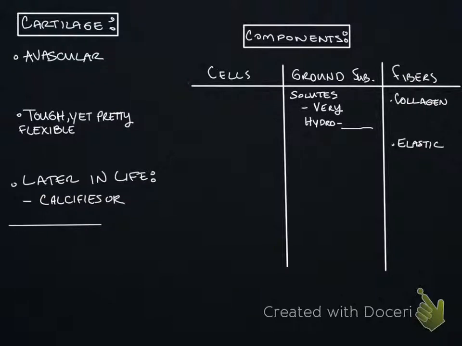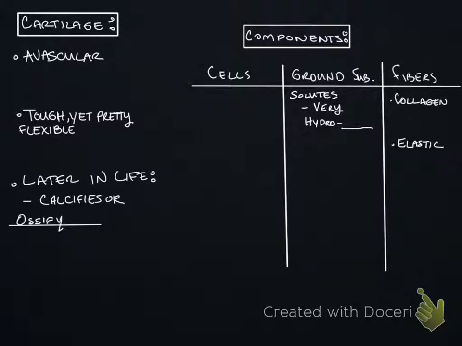Now let's take a second and go over the components and some characteristics of cartilage. So cartilage, we talked about, is avascular, meaning it does not have a blood supply running through it. Cartilage is tough yet pretty flexible. And then later in life, the cartilage cells tend to calcify or ossify, which means they become bony because the chondrocytes die. So we'll talk about what these cells are here in a second.